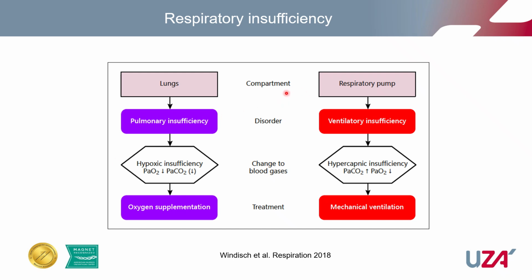In the second part on the right, there is a respiratory pump insufficiency or respiratory insufficiency type 2. This is a ventilatory insufficiency characterized by elevated CO2 levels and usually a decreased oxygen tension in the arterial blood. It's also called hypercapnic insufficiency, and because of that, the therapy is usually mechanical ventilation.